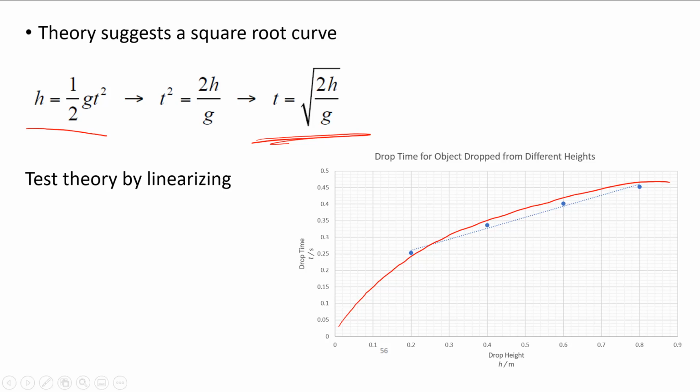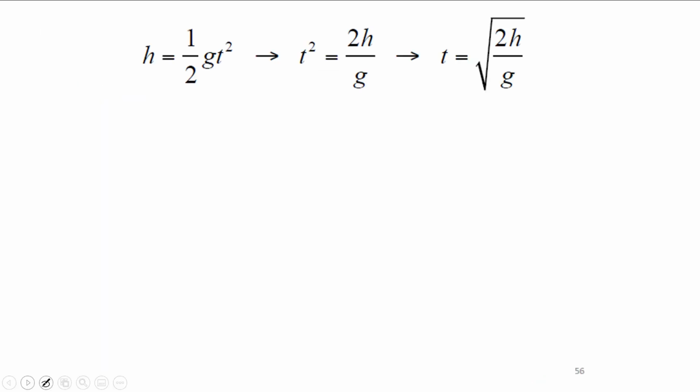So we're going to test this out by linearizing our data. Instead of graphing time against drop height, we're going to graph some different variables. So again, if h is 1/2 gt squared, then t squared is 2h over g. So t is just the square root of 2h over g.